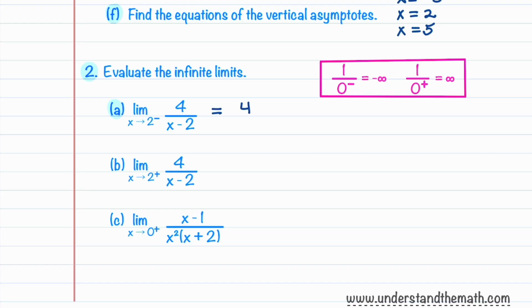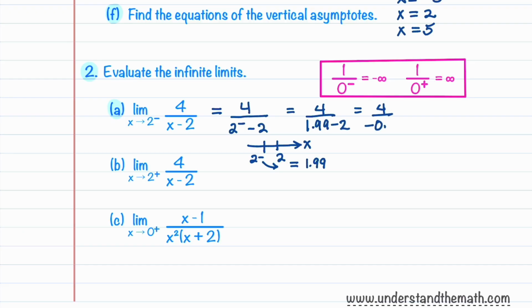This is equal to 4 divided by 2 from the left minus 2. I think it's easiest to evaluate this if we draw a little number line, put a 2 on it, and then put a 2 from the left, and then say, okay, let's let this be equal to 1.99. I just think it's easier to have a concrete number in there. This then becomes 4 over 1.99 minus 2, which is 4 over minus 0.01.